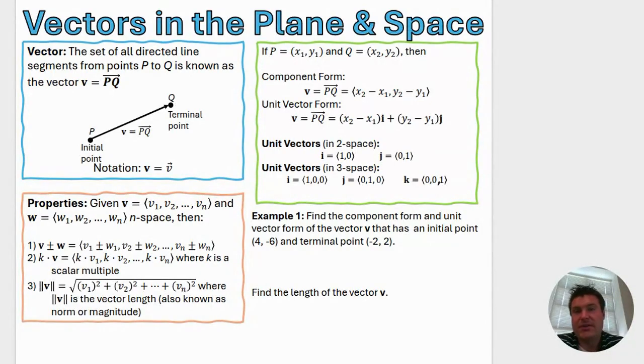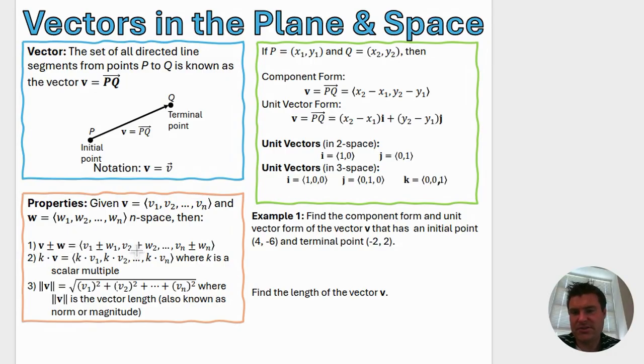And if we want to start talking about vectors that are in 3-space, component form would just be 3 sections. But the unit vector form will have an i, a j, and a k, where the i is in the horizontal, j is in the vertical, and k will go towards the z-axis, which is something we'll tackle at another lesson.